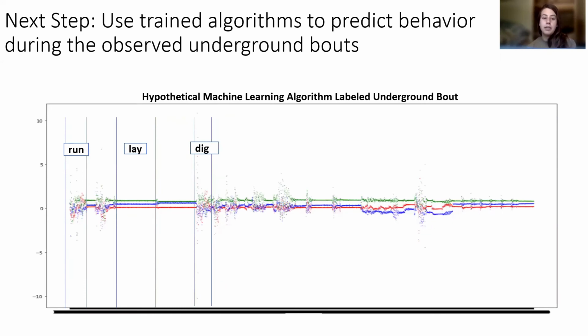And right now we're still working on the training phase of our algorithms, but once all of these are predicting the trained behaviors, or the paired above ground behaviors, at a high rate, the plan is to then take those isolated underground bouts, give them to the algorithms, and the algorithm will provide us with something like this hypothetical labeled graph here, where if this was an underground bout, it would then overlay what it predicts the animal was doing while it was underground.